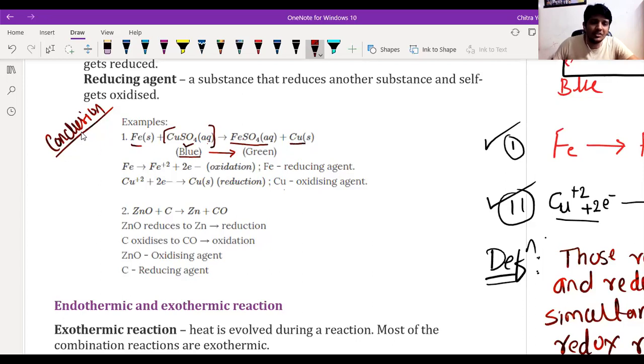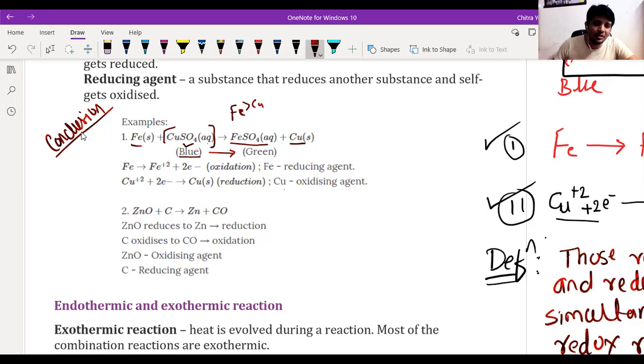Okay, what happens here generally? If we compare the reactivity of ferrous and copper, ferrous is more reactive than copper. That's why ferrous gets replaced. Ferrous is replacing copper from its salt. Okay, it is again the part of displacement reaction that we have already understood. So it is again the same reaction we are going to use here.